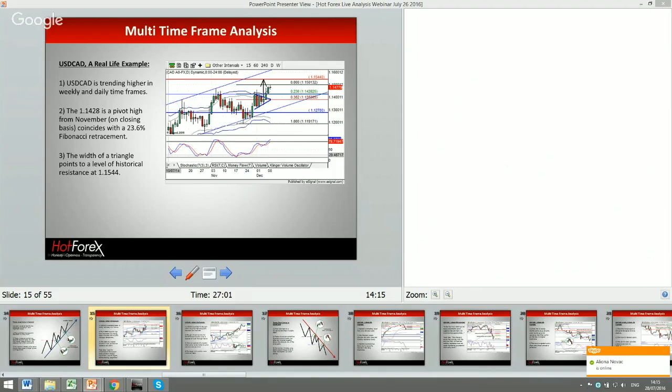Additionally, we've also identified a triangle, and when trading with triangles, the technical theory is that the width of the triangle points to a potential high, and that's what we've got here. We've got our target of 115.44 created from this triangle if we break out of the triangle, and that's what we've got here. So this distance here has created our target from the breakout, which is here. So that's created our target of 115.44.